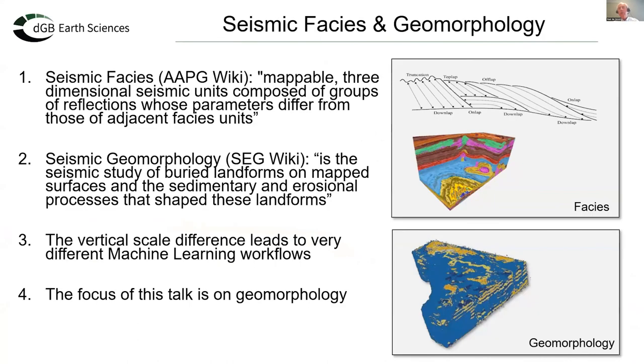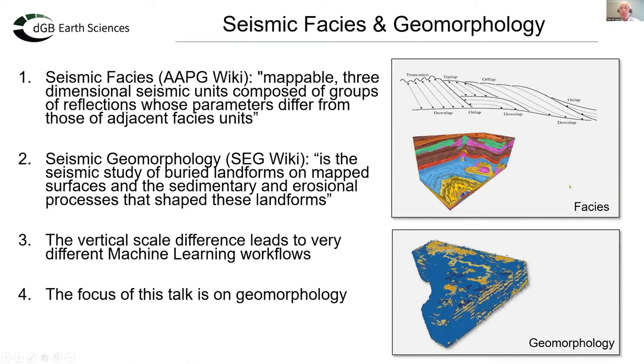To start, let me apologize because my title is officially not correct. If you really look at the definition of seismic facies, then that is, according to the AAPG wiki, mappable three-dimensional seismic units composed of groups of reflections whose parameters differ from those of adjacent facies units. That means these are large-scale objects that you can see at the macro scale in the seismic data.